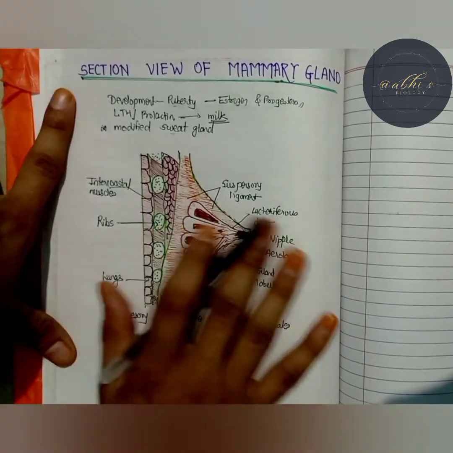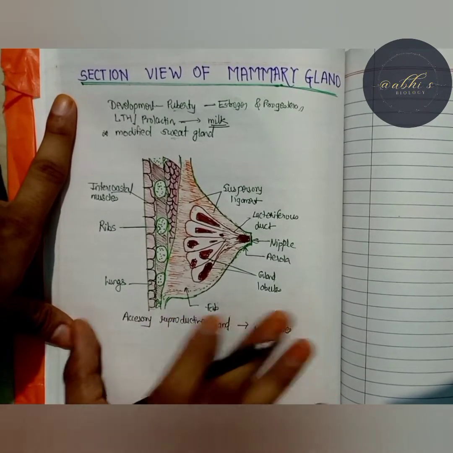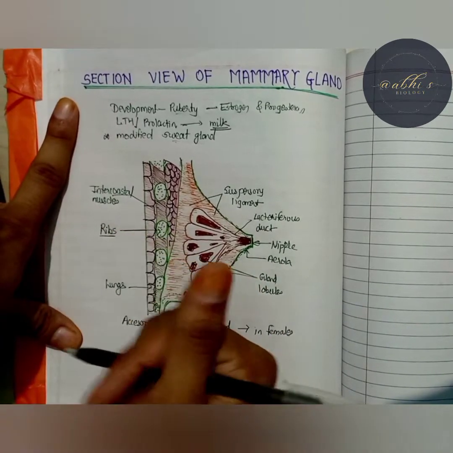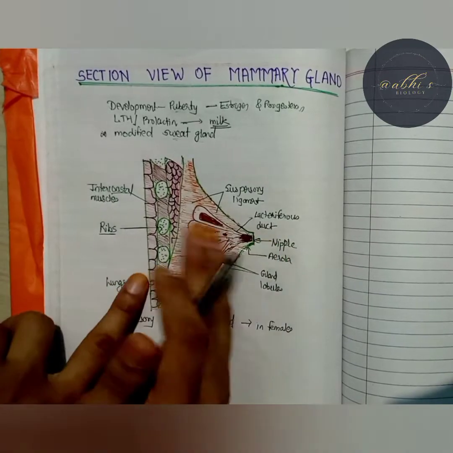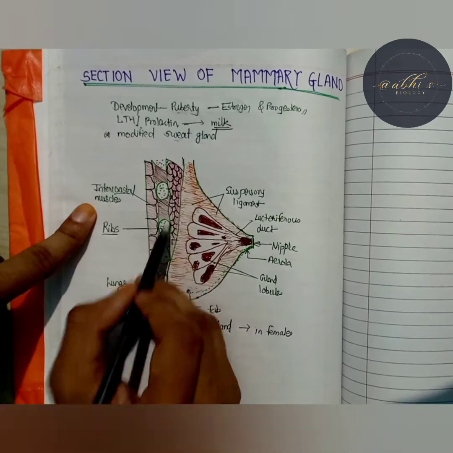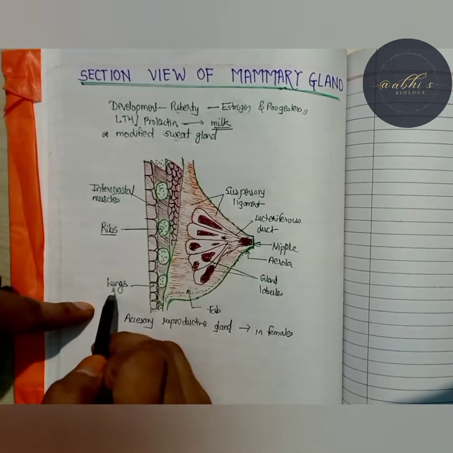Now, what is the location of the mammary gland? It is present in the chest region, between the 4th and 6th ribs, and also towards the lungs. It is attached to the ribs with the help of intercostal muscles, which attach the mammary gland to the ribs that protect our lungs.